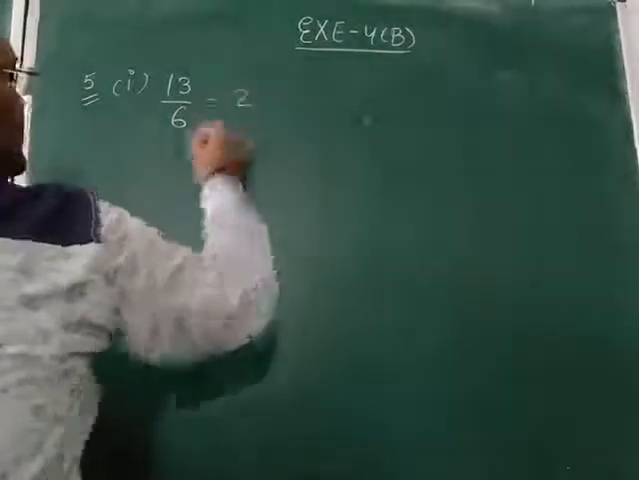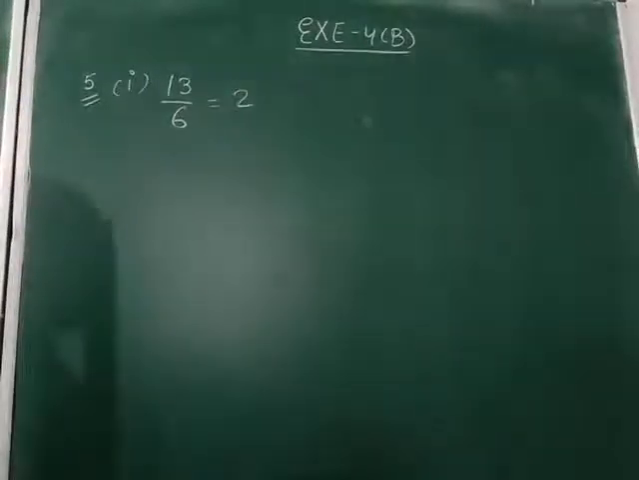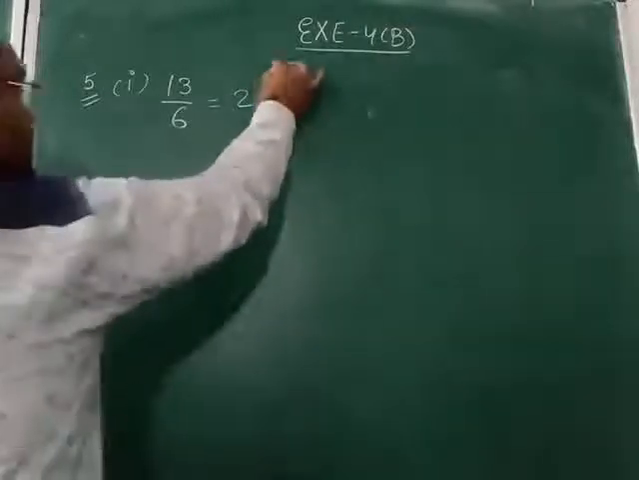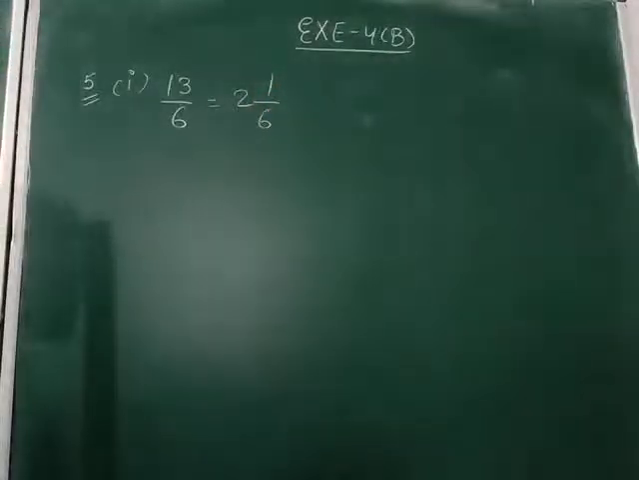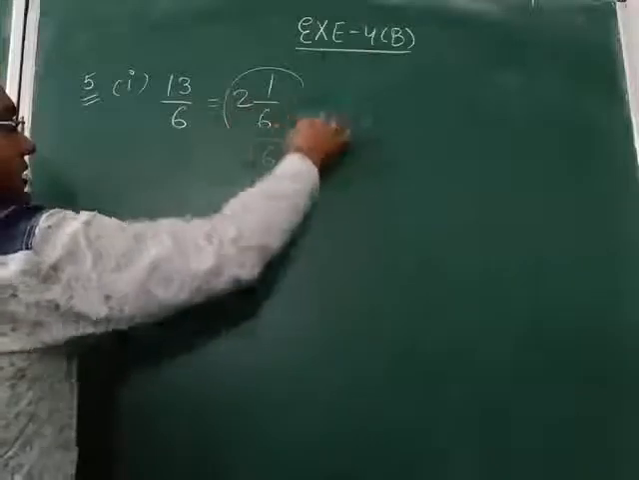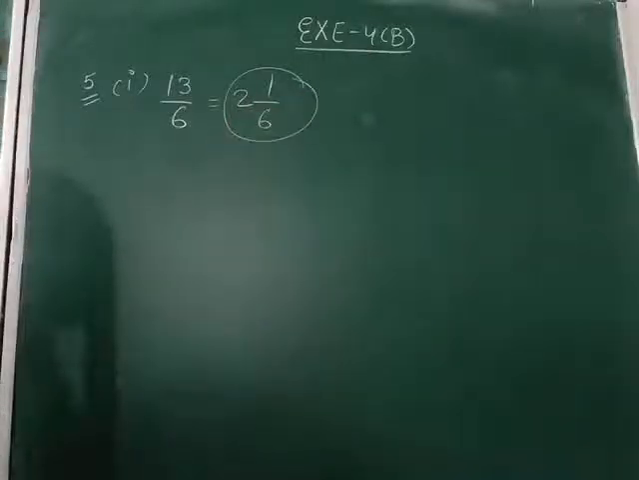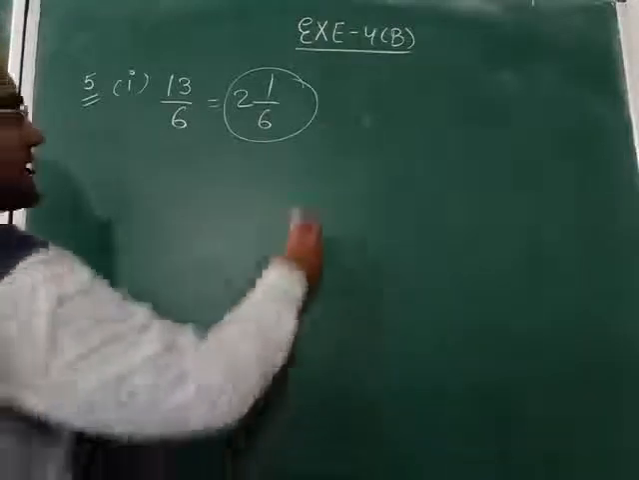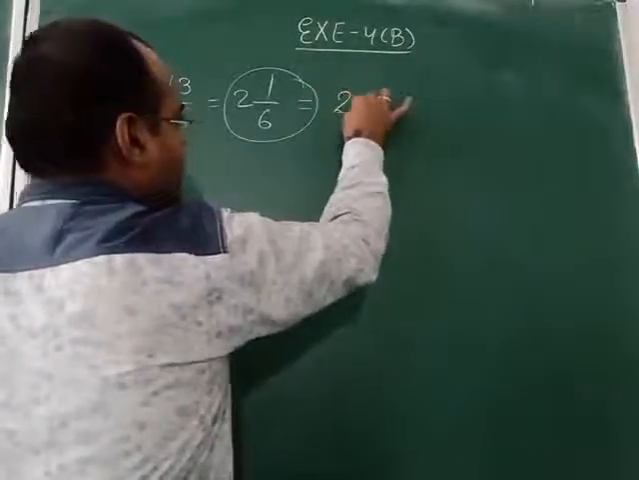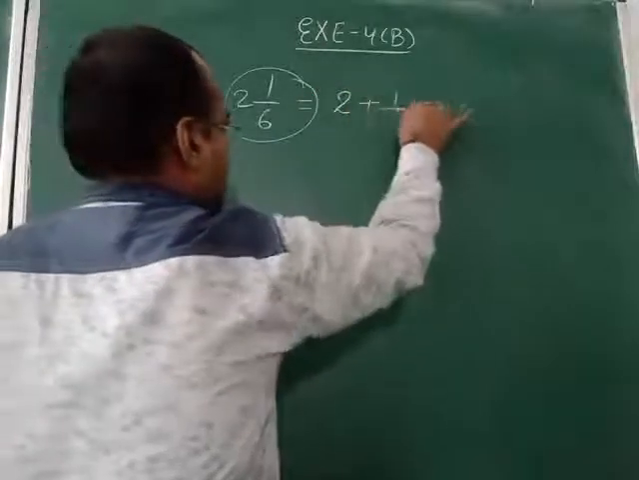6 twos are 12. Remainder will be 1. So 1 we will write upside upon 6. So here we are getting 2 whole 1 upon 6. So what will we do now? Here we have to show this number as a sum. So in order to show it as a sum, we will write it as 2 plus 1 upon 6.